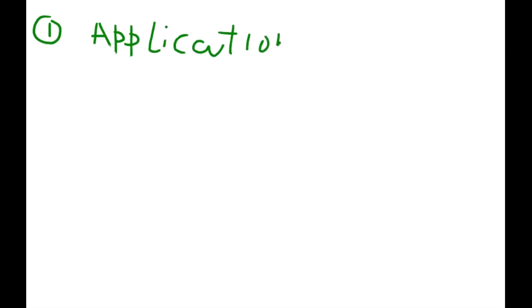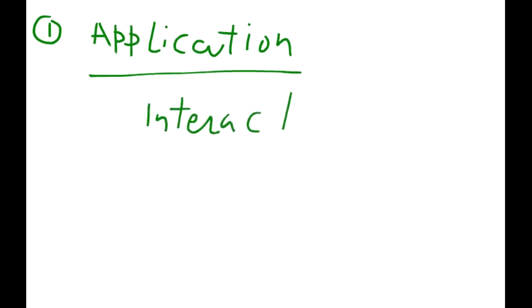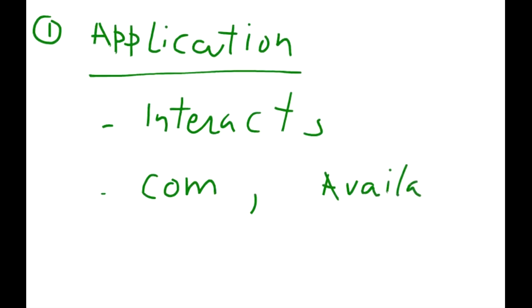As I have already told you, the first layer which communicates directly with the applications and the users is called the application layer. It interacts directly with the users and with the applications, and other tasks of the application layer are to identify communication partners, to determine resource availability, and to synchronize the communication.